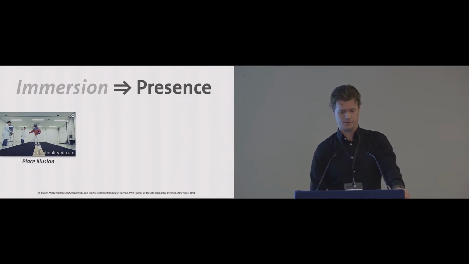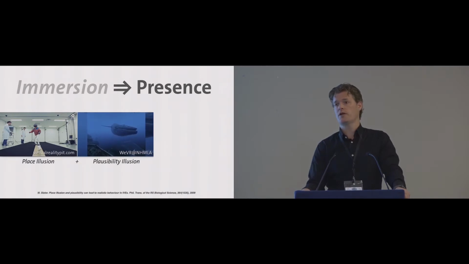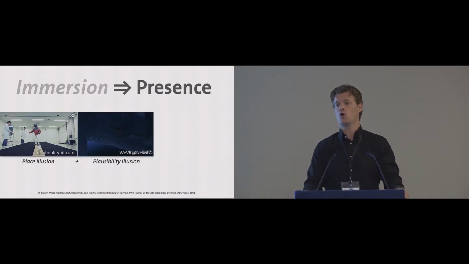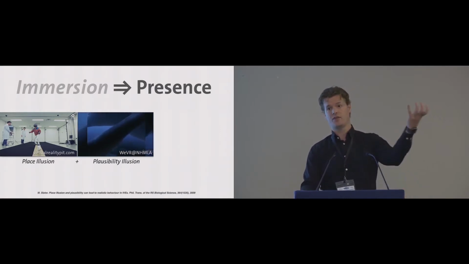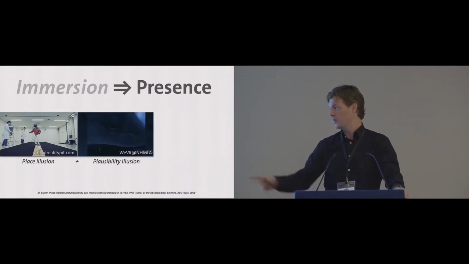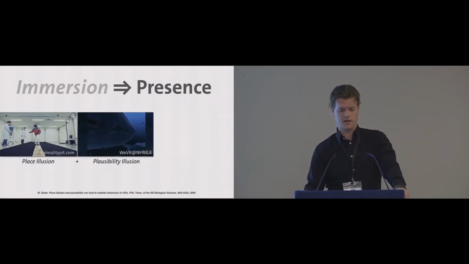The other illusion Mel Slater refers to, plausibility illusion, is an essential aspect of sense of presence as well. The plausibility illusion is the illusion that you believe that the events which you observe in the virtual environment are actually occurring. For example, in this situation, you might really think that you are at the bottom of the ocean and you really have the illusion that this whale is passing by. This is, by the way, an installation that you can see in the Natural History Museum in LA.